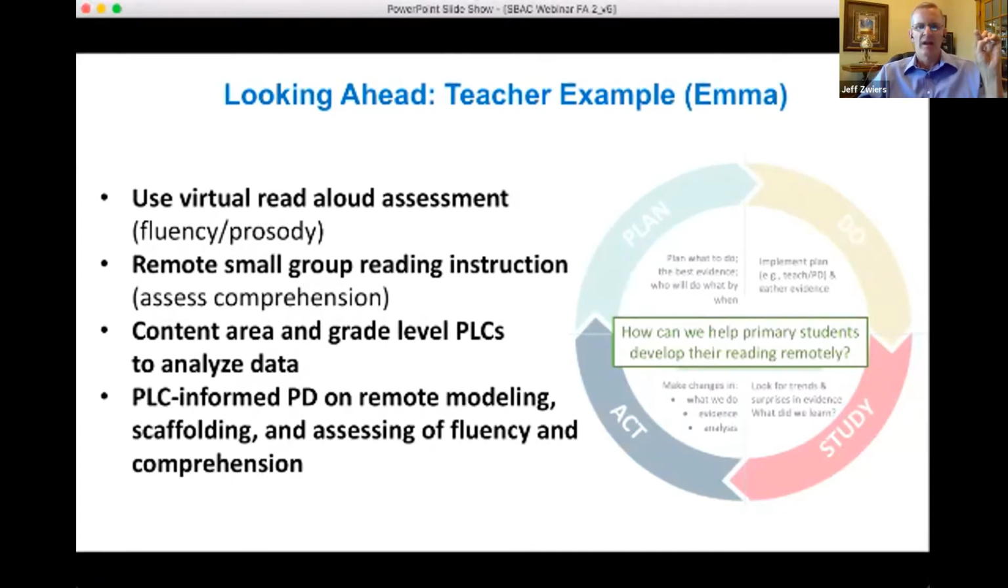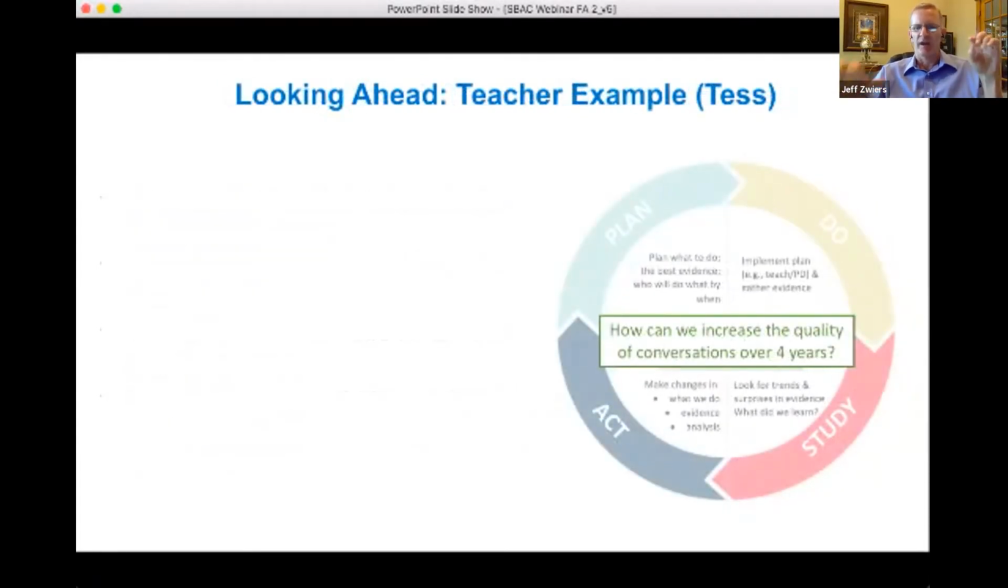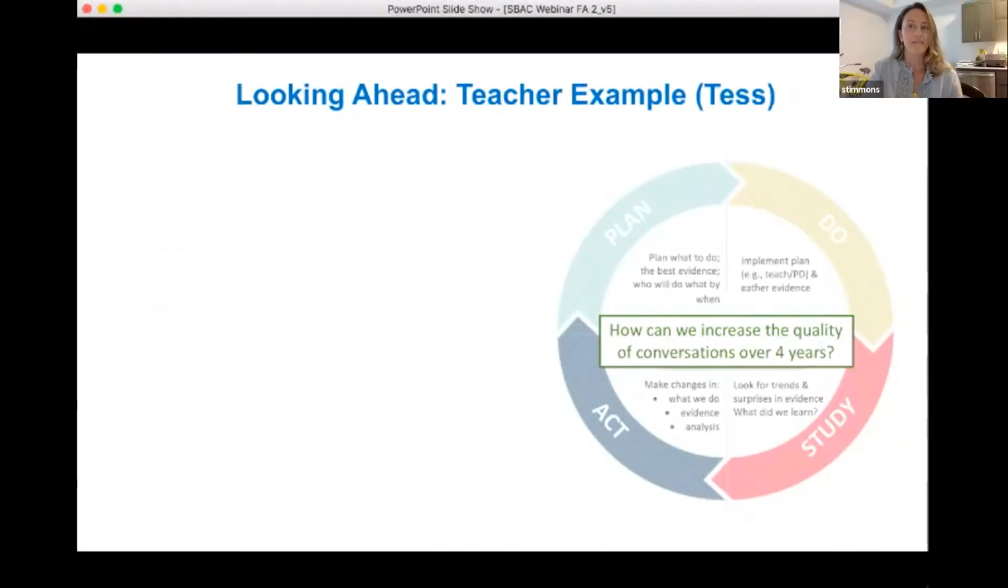Great, thank you. That's great. And now we're going to hear from the high school level, and Tess is going to share a little bit about what they are looking ahead to and the question that they are going to focus on in their setting. Sure, take it away. And you guys can hear me okay? Go ahead and put up all the bullet points at once.